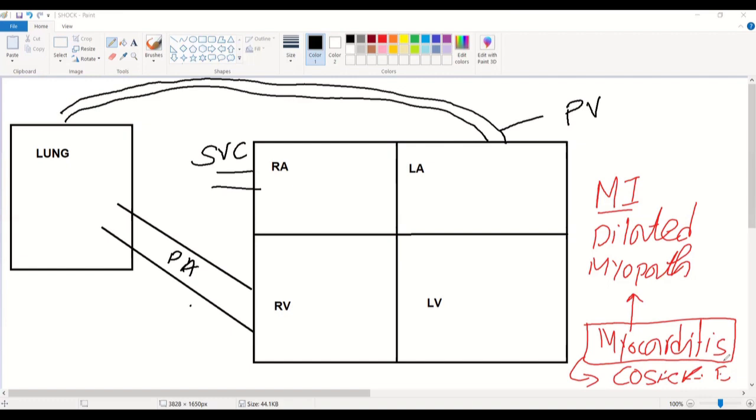Okay. So myocarditis leads to dilated cardiomyopathy, and this dilated cardiomyopathy is one of the causes of cardiogenic shock. It may be valvular pathologies, it may be heart failure, it may be due to certain arrhythmias as well. But again, the high yield one is dilated cardiomyopathy.